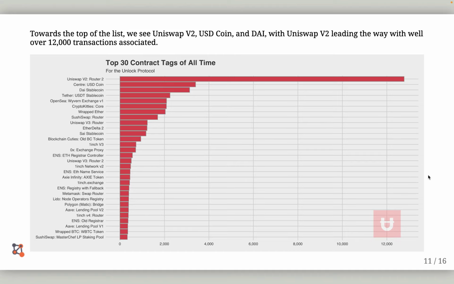The number one on the list, Uniswap v2 Router 2, is by far the most common with over 12,000. And then Circle, USD Coin, and DAI stablecoin round out the top three. Beyond about the top 15 or so, there starts to be a lot of very similar ones as far as the number of counts that they have, and you can see a smattering of them there.